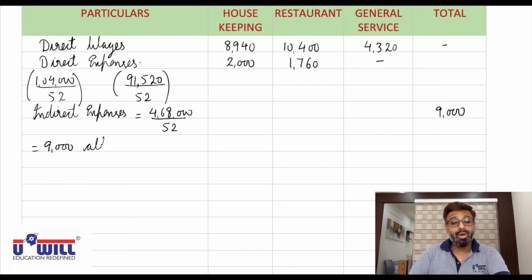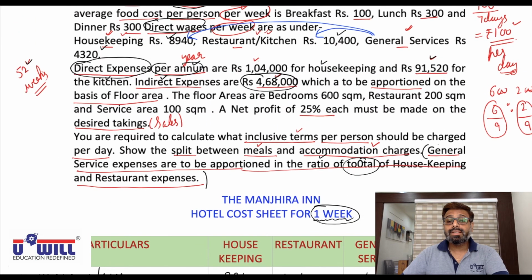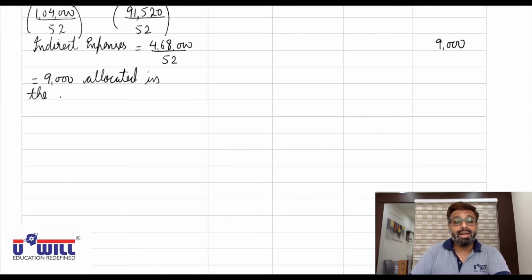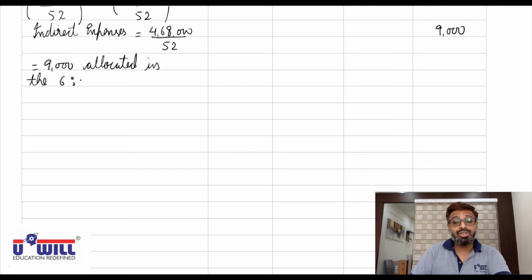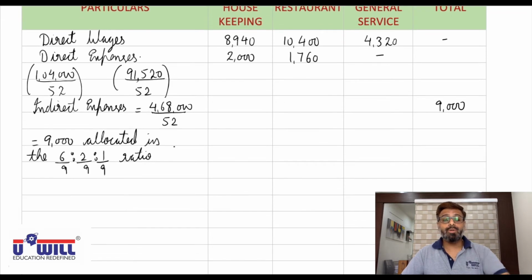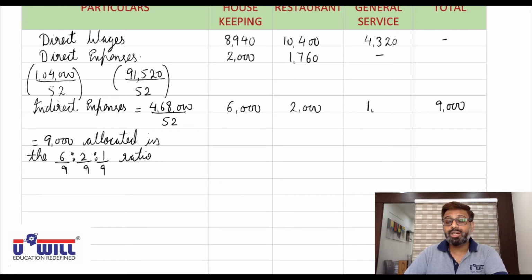So allocated in the ratio of floor area, that is 600, 200, 100. If you remove the zeros, we got 6:2:1. So allocated in the ratio of 6:2:1. 6/9, 2/9, 1/9 ratio. So 9,000 we have to distribute in 6:2:1 ratio. So 9,000 into 6/9, 6,000. 9,000 into 2/9, 2,000. And 9,000 into 1/9, 1,000.